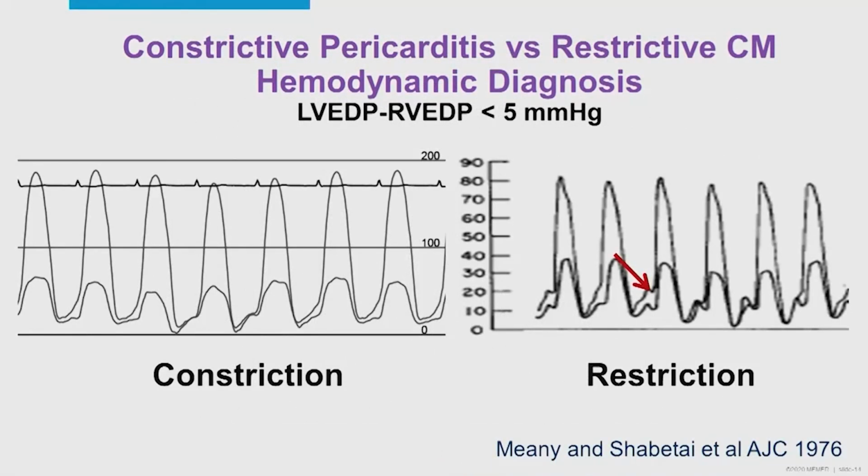So this is one attempt, when we compare constriction and restriction with simultaneous LV and RV pressure tracing. In restriction, more patients had a higher LV diastolic pressure than RV diastolic pressure. So a difference of more than 5 millimeters of mercury between LV and RV EDP became one of the diagnostic criteria of restriction, distinguishing that from constrictive pericarditis.